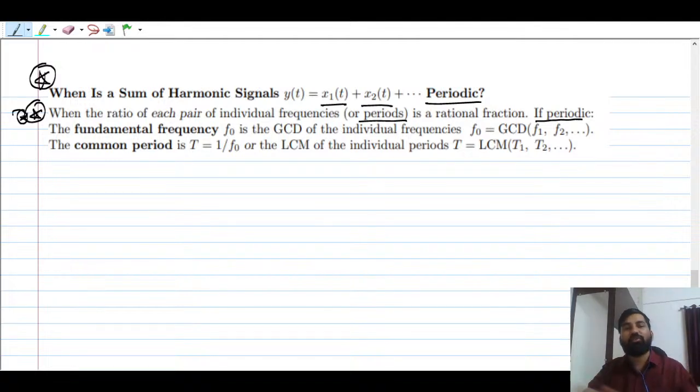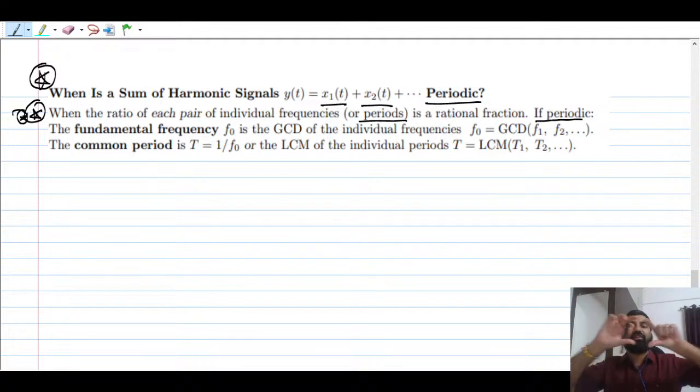So this is all about periodic signals, right? A combination of sinusoids, whether it is periodic, and how do we determine the common period, or you can say the fundamental frequency. In case of fundamental frequency, you have to take the GCD, right? And in case of the common period, you have to take the LCM of the individual periods, right?